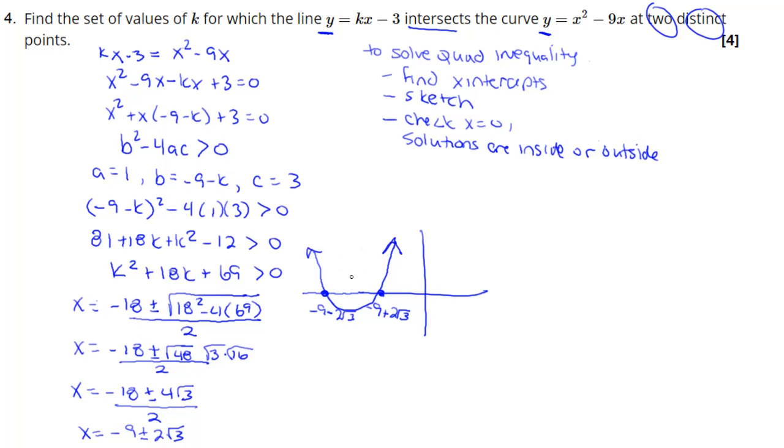So in this case, 0 is clearly on the outside. So when I plug in 0, I'm testing the outside. And when k squared is 0 and 18k is 0, I end up with 69 is greater than 0. Well, that's true. So that means my solutions are all outside these x-intercepts. So my answers are k greater than negative 9 plus 2 square root of 3 or k less than negative 9 minus 2 square root of 3. And that's all there is for that one.